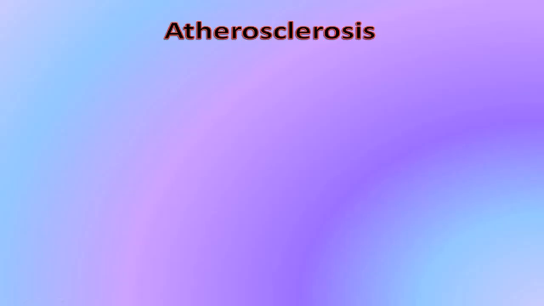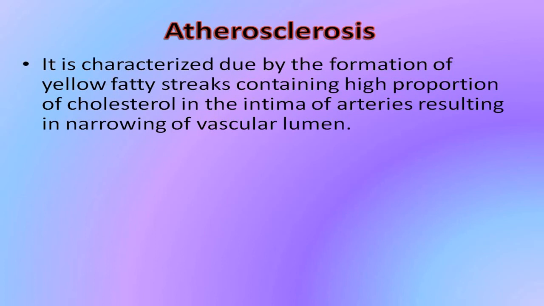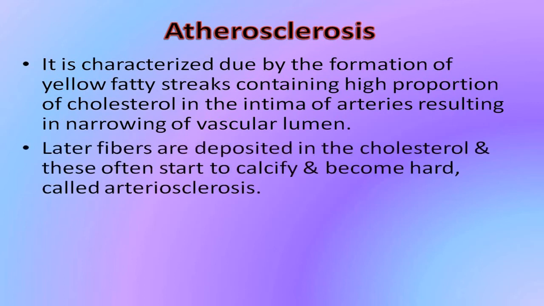Next is atherosclerosis. It is characterized by the formation of yellow fatty streaks, produced by high lipid content deposited in the intima of the arteries, resulting in the narrowing of the lumen of the vessel. Later on, fibers are also deposited with the cholesterol in the lumen, and then it starts to calcify and become hard. So this is called arteriosclerosis.